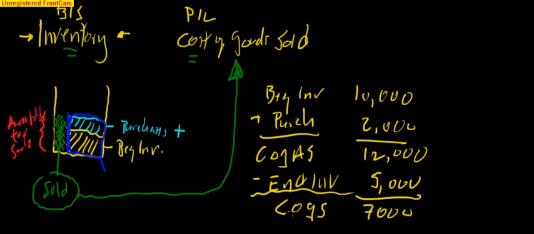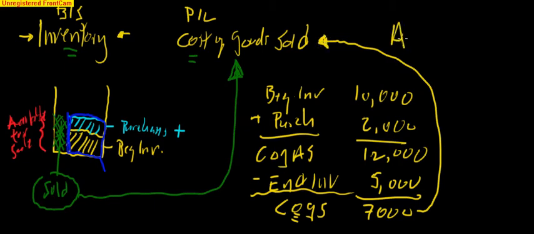Now, question, where is this cost of goods sold going to show up? The answer is in the income statement. That's where it's going to show up. In effect, let's go to our equation. Assets equals liabilities plus owner's equity. So we know that our cost of goods sold is $7,000. That's going to be impacting our owner's equity, right? Through the P&L, which we've talked about in prior chapters.